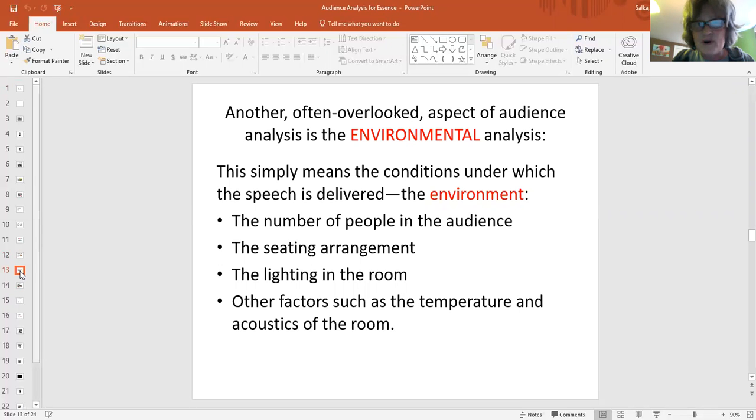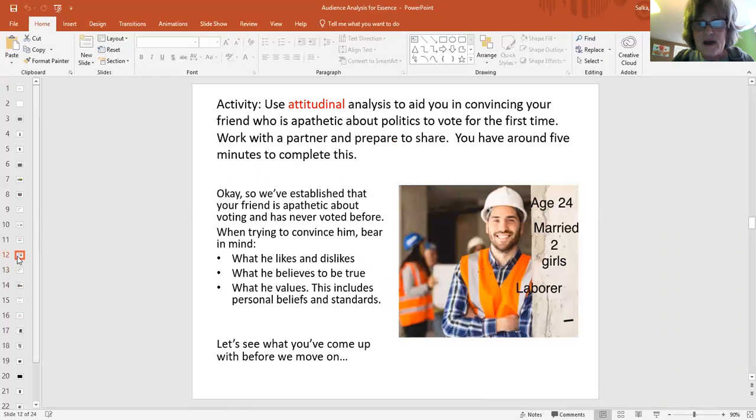How do you make someone care about what you're talking about? For instance, how do you make someone care to vote if he's never voted before and doesn't really watch the news or anything like that? How do you convince someone like that to vote?